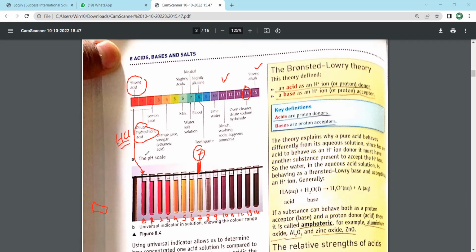Okay, understand. Thank you very much. Now the next thing here, it's going to show you lemon juice. Lemon juice is also acidic. It's showing almost 2 and it's almost reddish in color. Now, when you go a little bit down towards the neutral, why down? Because we are moving from strong acid towards the weaker one.